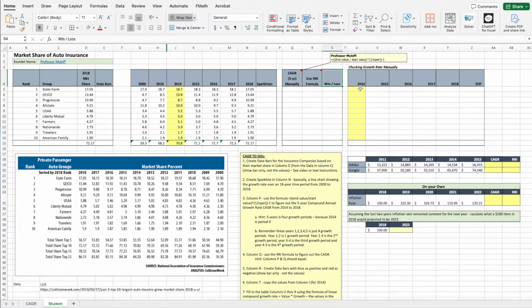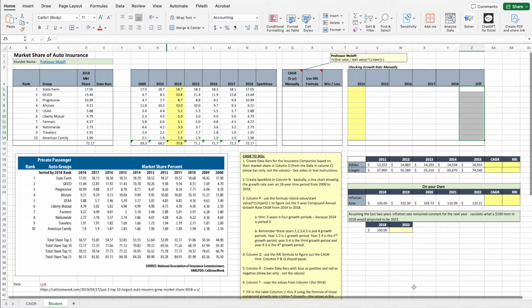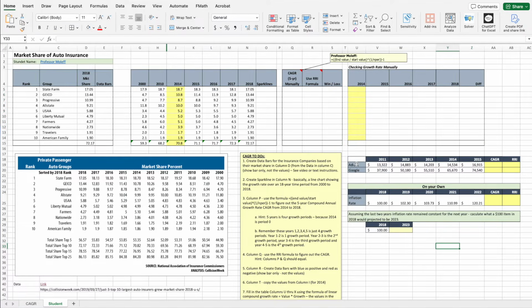Then we're going to run it mathematically as a linear operation, and we're going to see if our 2018 numbers here equal our 2018 numbers here, and we'll do that by seeing if there's a difference. Then we're going to look at running both the CAGR formula and the RRI function using Adidas and Google. And then on your own, and I'll explain this later, you will do it on your own, but I'll explain it in a little bit.